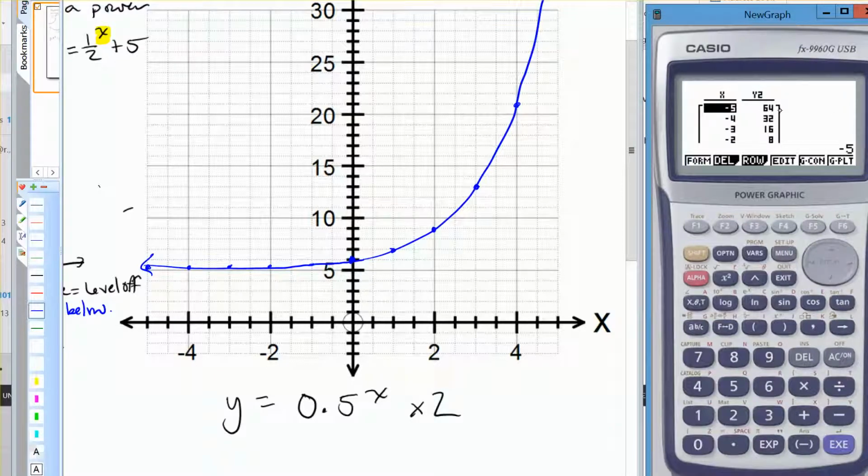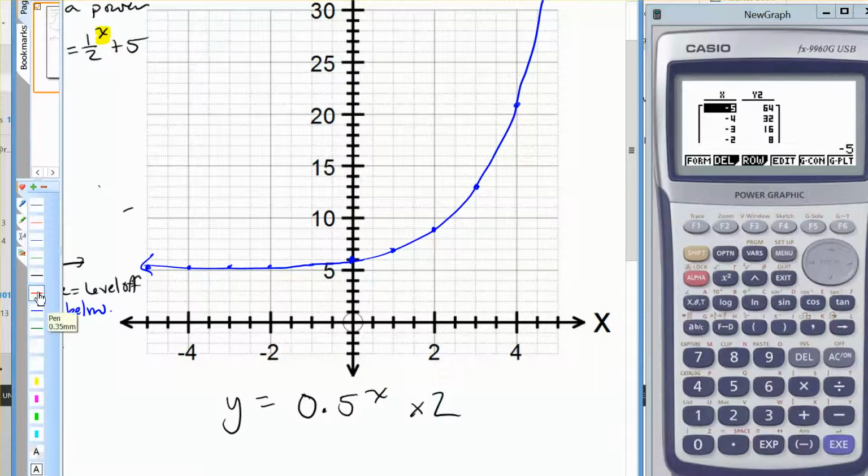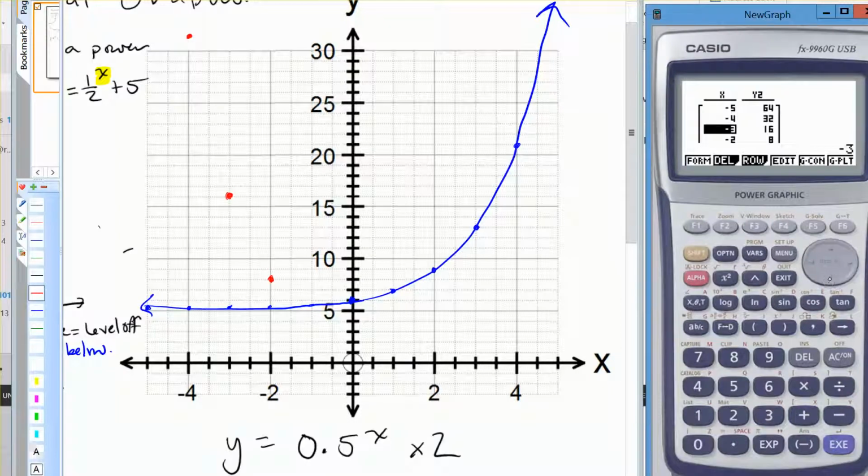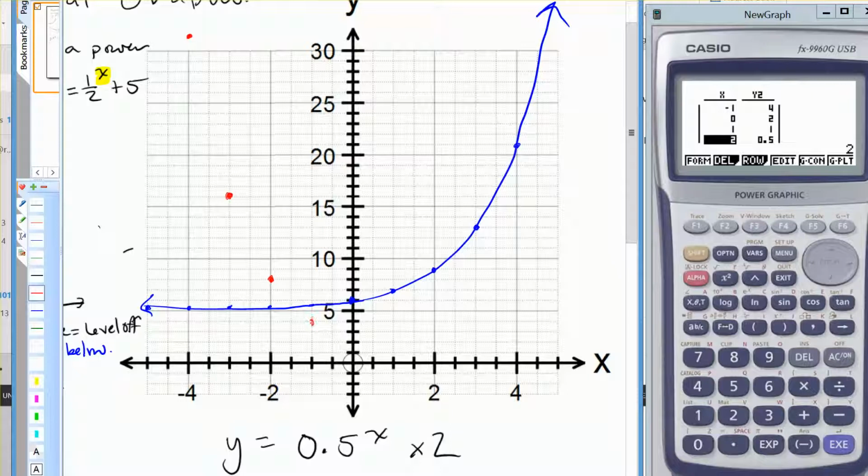So at -5, I'm going to be at 64. Well, that's well off the scale. I can't actually plot that. At -4, I'm going to be at 32. Well, that's almost on here. Maybe we can sneak it on there. So -4, 32 might be roughly here. -3 is going to be 16. And -2 is going to be 8. -1 is 4. 0 is 2.